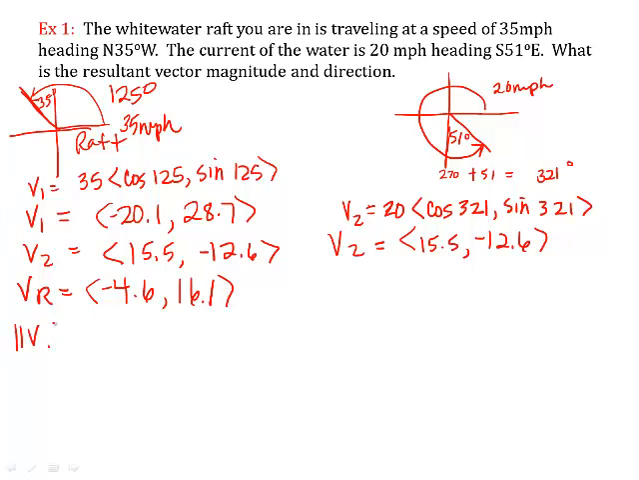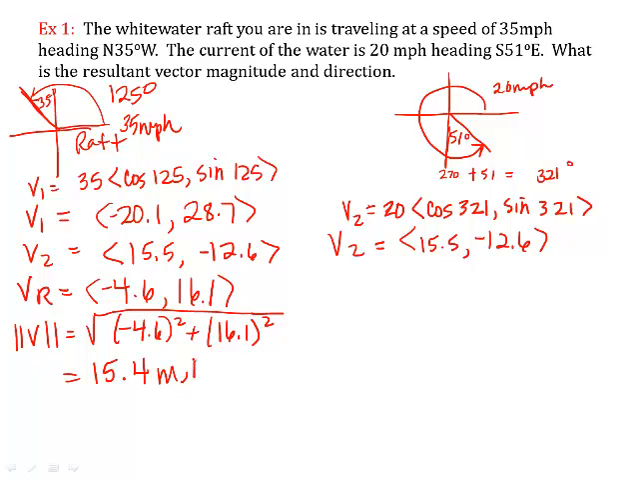Now I need to do the magnitude of this resultant. So remember, take the square root, and then we square the horizontal component and add it to the square of the vertical component. Make sure you take the square root, and when I do that, I get 15.4. And this is miles per hour. So look at that. Your original raft speed was 35 miles an hour. The current's 20 miles an hour. So it's slowing you down quite a bit. So this is my resultant magnitude.